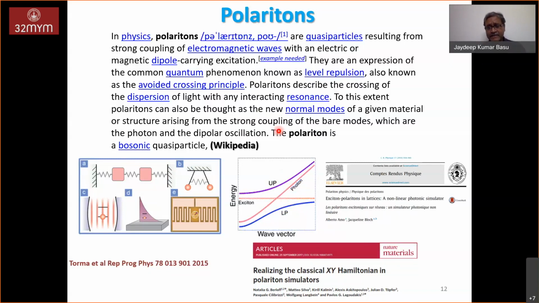Okay, so there is a lot of interest these days in creating even excitonic polaritonic lattices, which can be studied for a lot of applications even outside of this field, for example, in condensed matter physics.